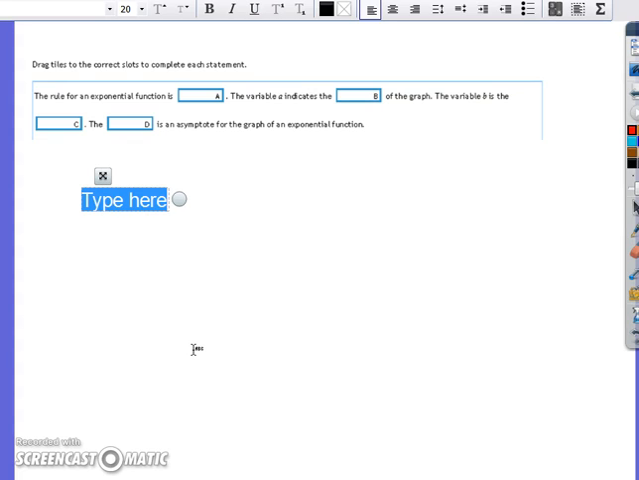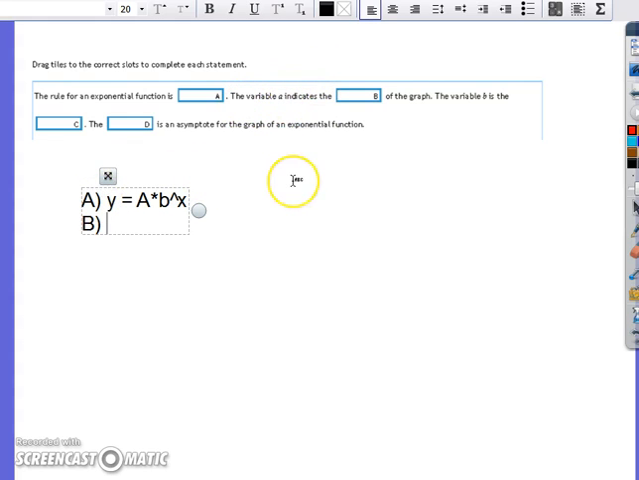It says the rule for an exponential function, I'm going to write it here. So I typed A, and I'm going to put the answer for A right here. The rule is y equals A, the coefficient, times B, the base, raised to the x power. So that's the new function for exponential rules. Letter B. Now let's identify what each one of those are.